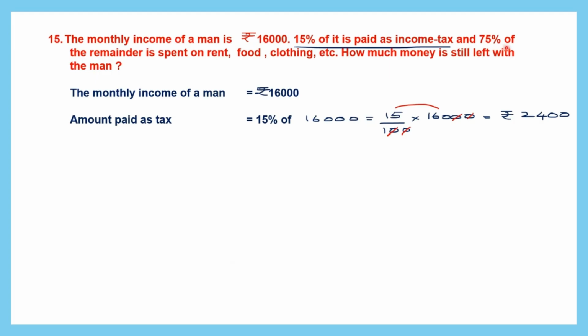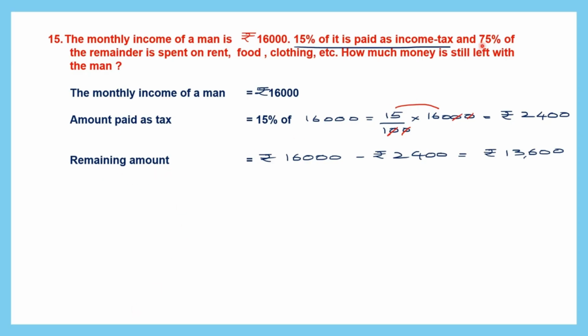Now let's read, and 75% of the remainder, that means there is some money left now after paying the tax. From that money, he has spent it on rent, food, clothing, etc. So what is the remaining amount? This is the initial amount and this is the amount that he has paid as tax, and if we subtract these two, we will get the remaining amount. So let's subtract 16,000 rupees and 2,400. What do we get? 13,600 rupees. So here we have the remaining amount.